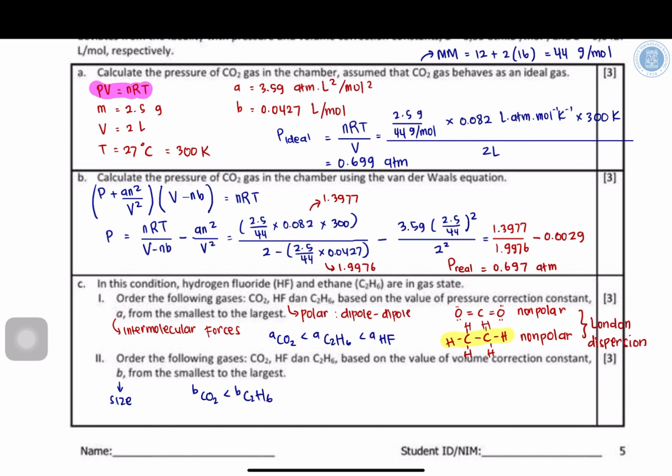Now, the HF, if we see from the standpoint of molecule, it actually has a smaller molar mass. But then, if we see this based on the intermolecular forces, we know that HF has strong intermolecular forces compared to the other two molecules, so it tends to interact with other molecules more. So in that case, the probability of this HF to take some volume is actually larger compared to the others. So the b of the HF should be the largest compared to the other two molecules.